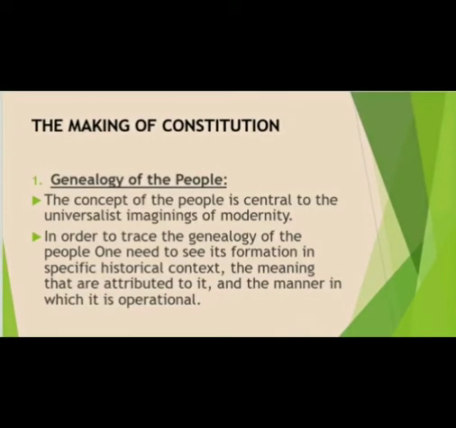Now let's look at the genealogy of the people. Genealogy means a line of descent traced continuously from an ancestor. The concept of the people is central to the universalist imaginings of modernity. It is abstract but also historically specific and can be traced through many genealogies, in which it assumes diverse forms. If one were to trace a particular genealogy of the people, one has to work out its formation in specific historical context, the meanings that are attributed to it, and the manner in which it is operationalized itself.